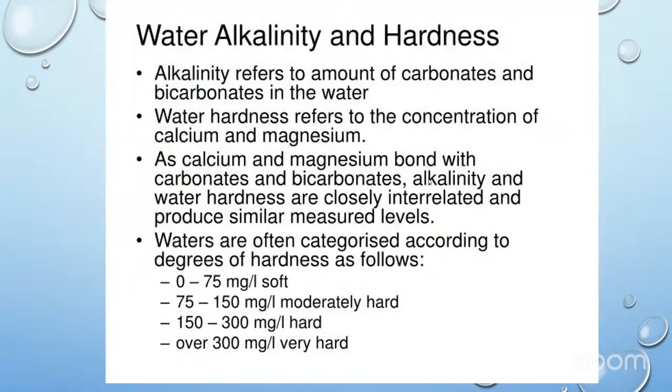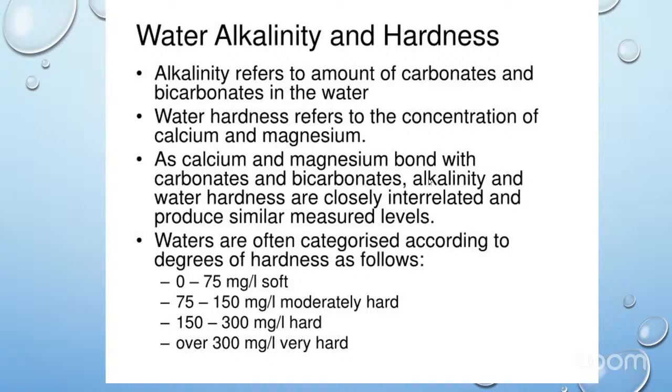Now, water alkalinity and hardness. Alkalinity refers to the amount of carbonates and bicarbonates in the water. Water hardness refers to the concentration of calcium and magnesium. As calcium and magnesium bond with carbonates and bicarbonates, alkalinity and water hardness are closely interrelated and produce similar measured levels.